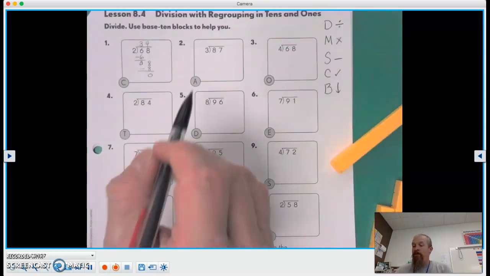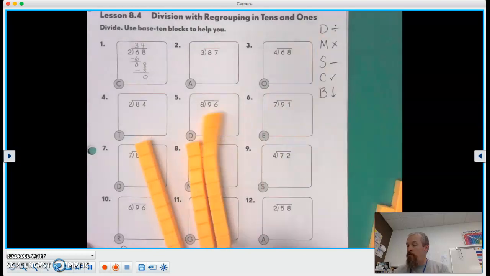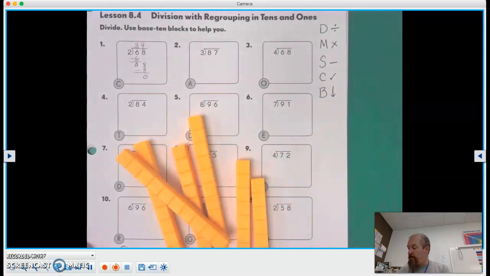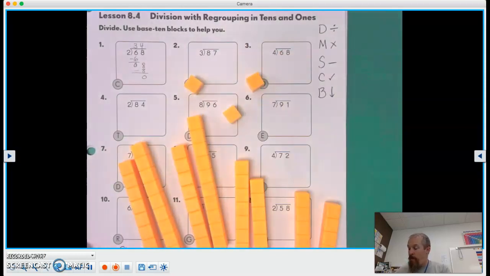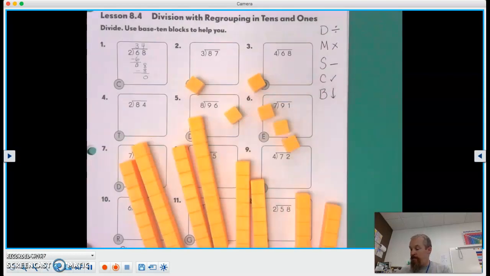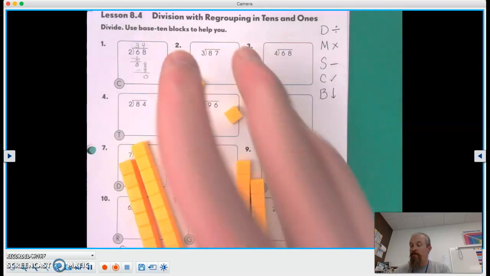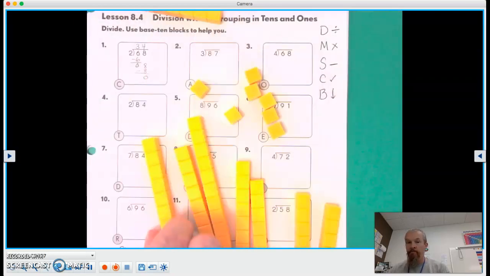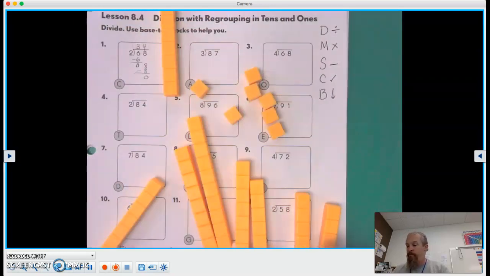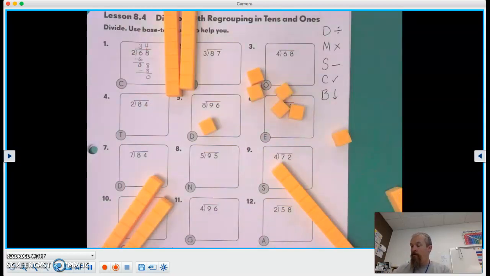Okay. Now let's come up here and do number 2. 10, 20, 30, 40, 50, 60, 70, 80, and we have 1, 2, 3, 4, 5, 6, 7. All right, so let's check it out. 87 into 3 piles. So we have 1 there, 1 here, 1 here. Again there, 1 there, 1 there.